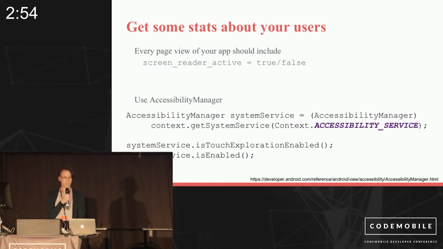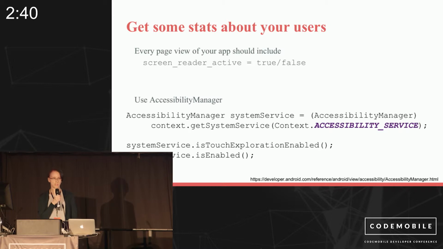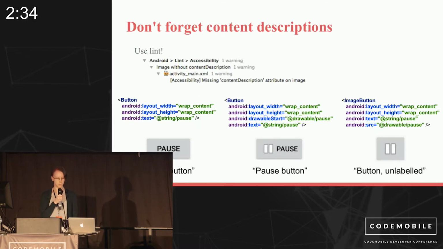I would recommend getting some stats about your users. With the Accessibility Manager, you can find out if people are using touch exploration or if they have any sort of accessibility services on. What they do at the BBC is with every screen view, they send a stat to say whether or not they got that enabled, and then you can track and see which screens users are finding particularly difficult.